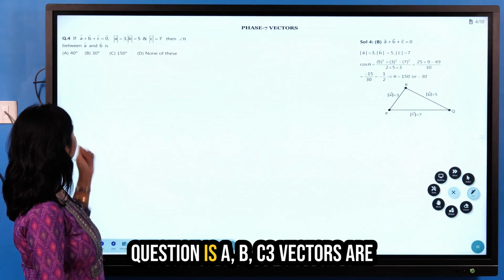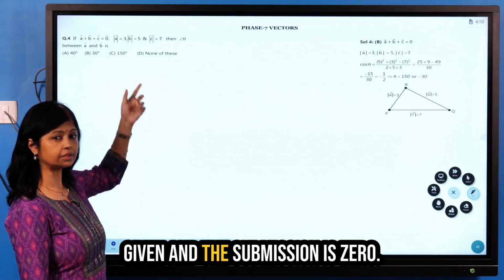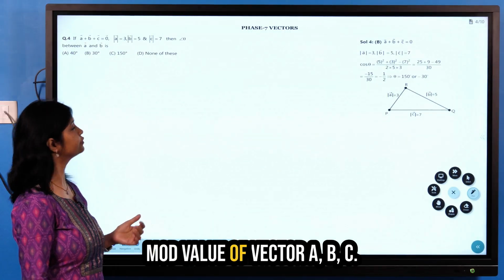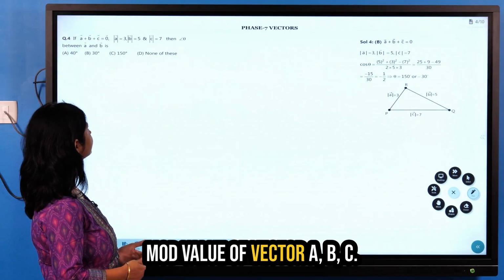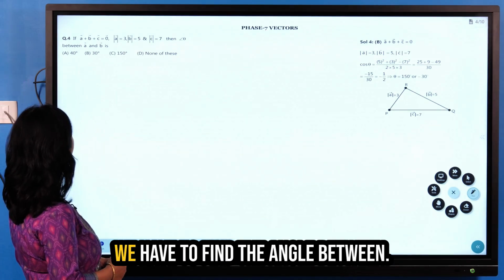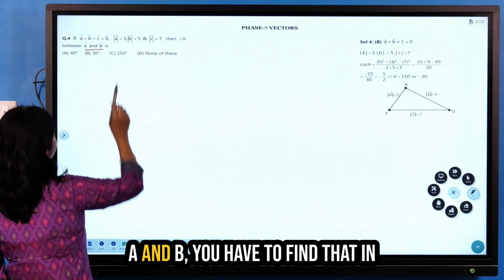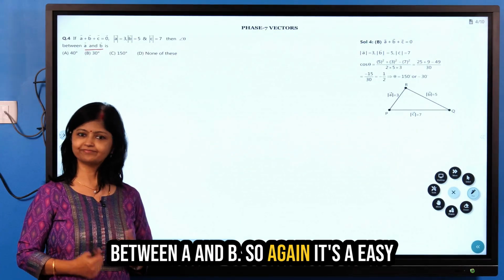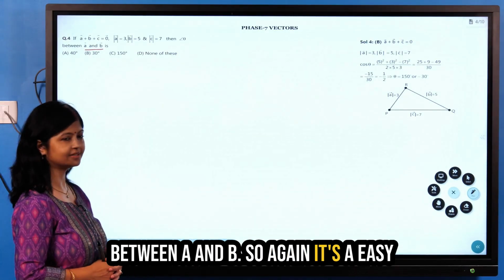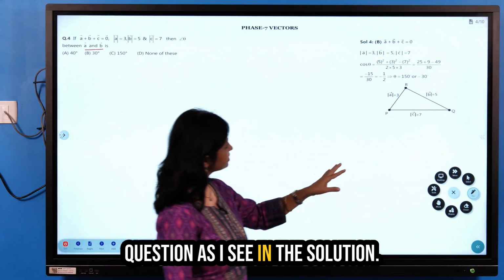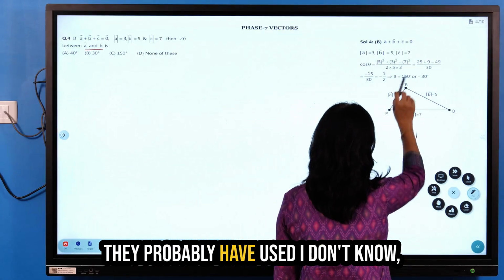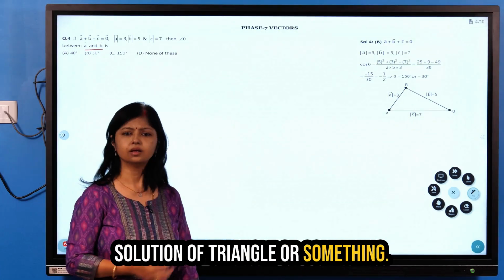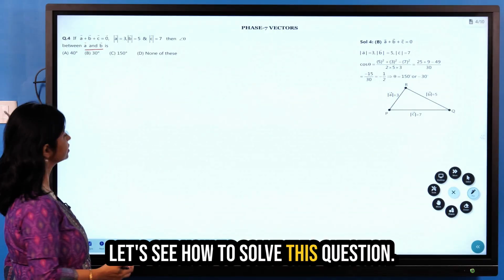The question says A, B, C are three vectors whose summation is 0, and we know the mod values of vectors A, B, C. All three are given, and we have to find the angle between A and B. It's an easy question. As I see in the solution, they have probably used the solution of a triangle or something. Let's see how to solve this question.